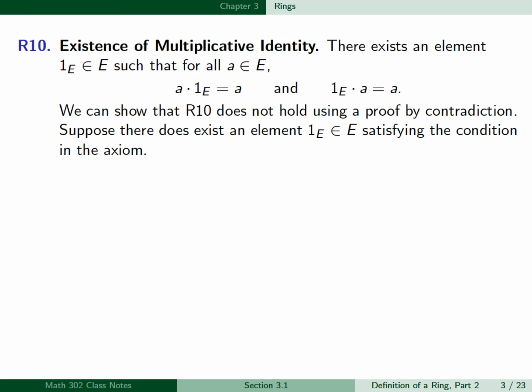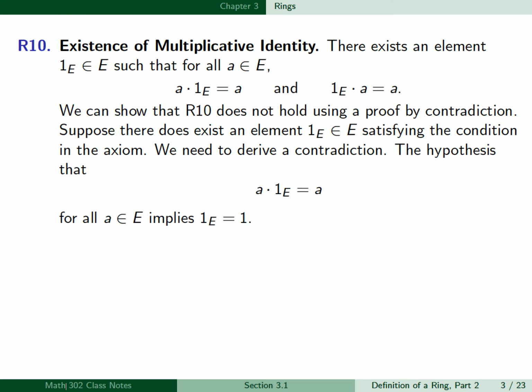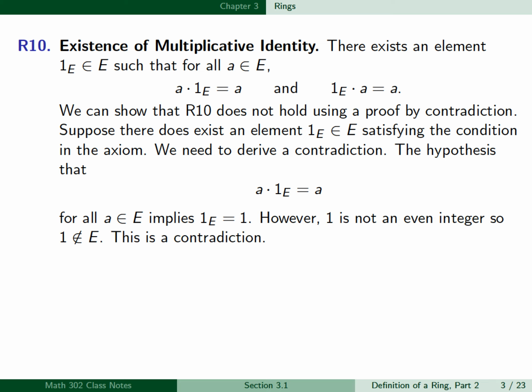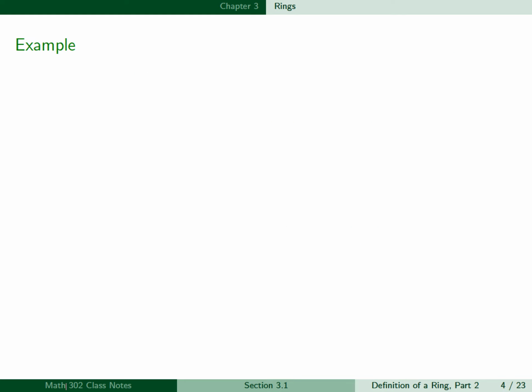So suppose there does exist an element 1_E in E satisfying the condition in the axiom. We need to then derive a contradiction. Now the hypothesis that a times 1_E equals a for all a in E implies that 1_E must be equal to the integer 1. However, 1 is not an even integer, so 1 is not in E. So this is a contradiction, and therefore R10 does not hold, and so that proves that E does not have a multiplicative identity.